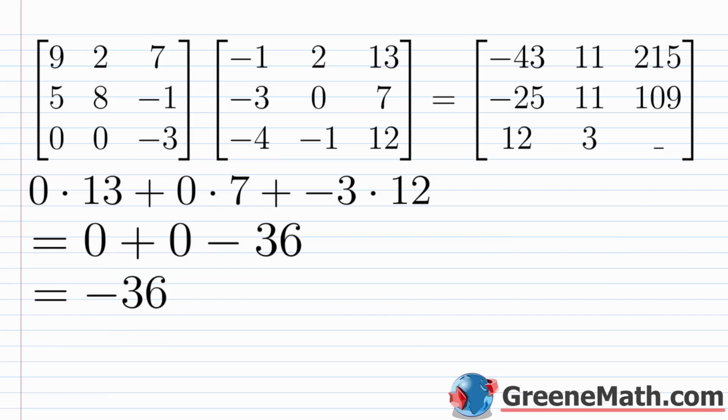All right, lastly, let's do this one right here. So this is row 3, column 3. That's what we're working with. All right, let's go through and crank it out. So you're going to do 0 times 13. So that's obviously going to be 0.